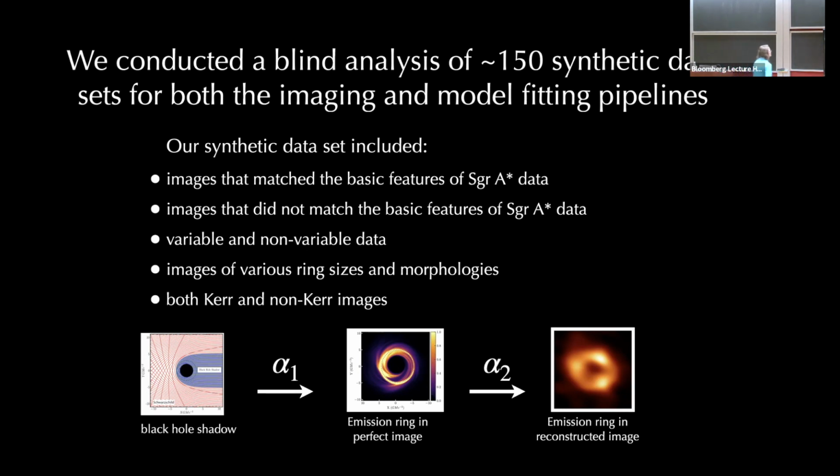In these 150 data sets, we include data sets that have the same features as Sgr A*, but we also specifically include data sets that don't have those same features. By features, I mean features in UV space, so the data shape looks similar or not. We include both variable and non-variable data sets, and we include various ring sizes and specifically try to find images that have different morphologies as well, to make sure that we're not going to be super biased if an image has a slightly different morphology. And we include both Kerr and non-Kerr images as well.